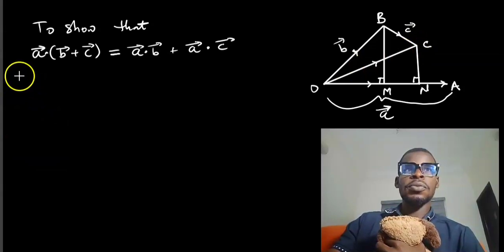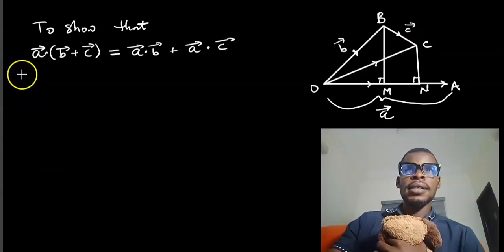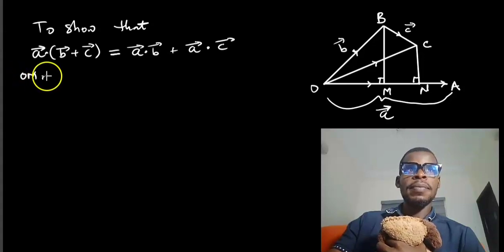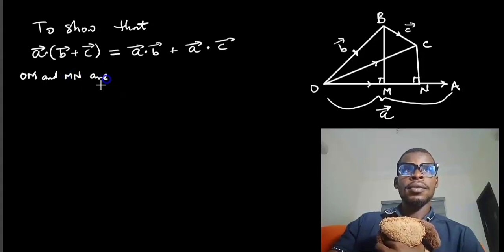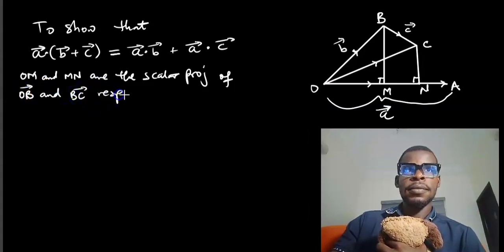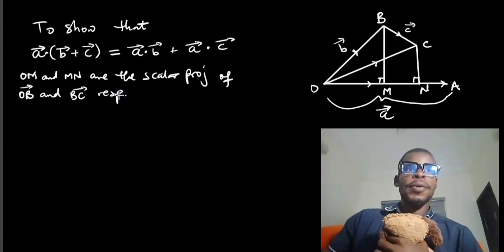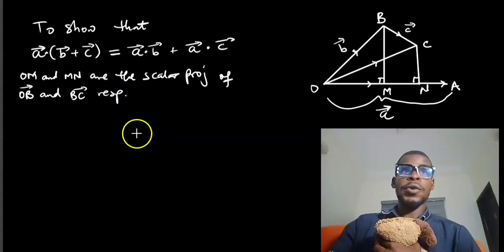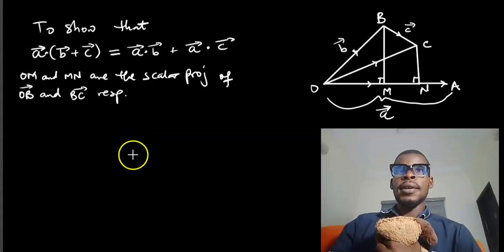Let me just put those down. The lengths of these lines, OM and MN, are the scalar projections of vectors OB and BC respectively. Good.